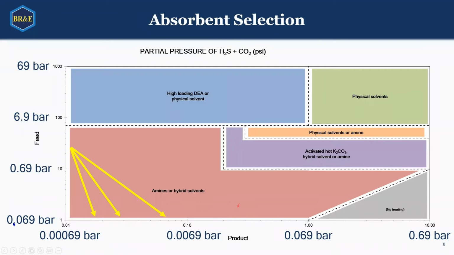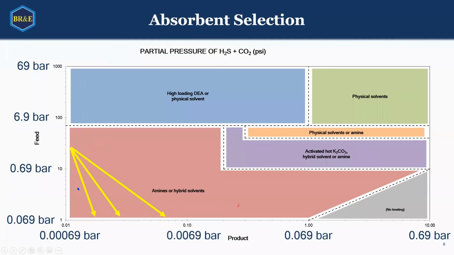You can see we're starting at about, let's say, 3 bar, and I was talking about the partial pressure of CO2. This is for H2S and CO2, but we can just apply it for CO2. This is where you're going to find CO2 from hydrogen production. And what you try to do is get it to very low concentrations like here. So you want to get to a partial pressure of about 0.069 or 0.0069 bar, even lower.